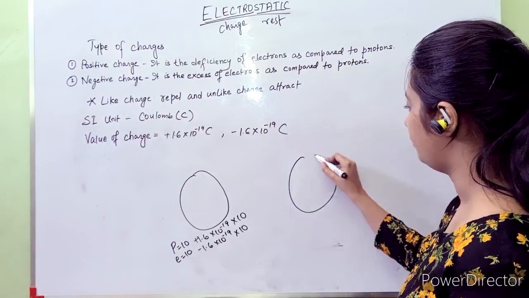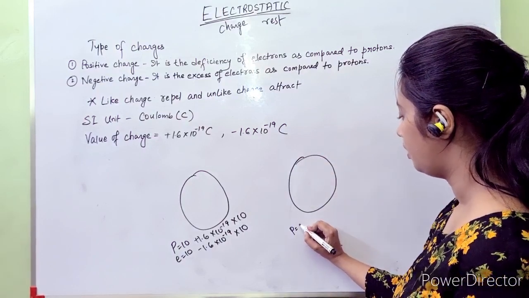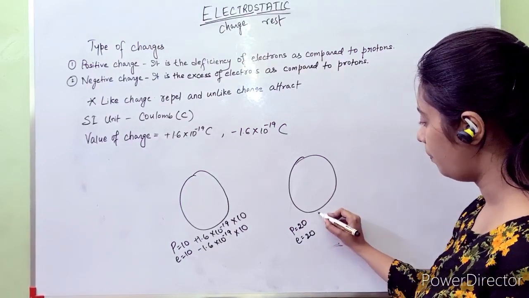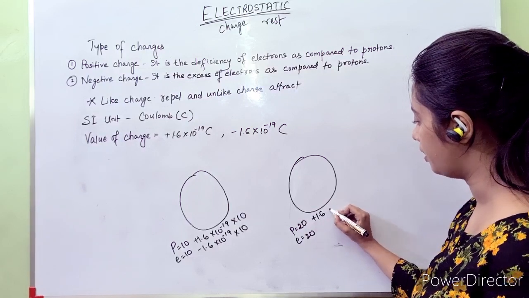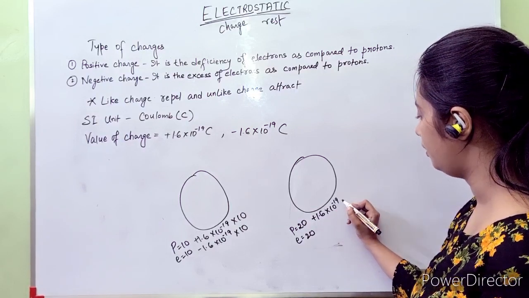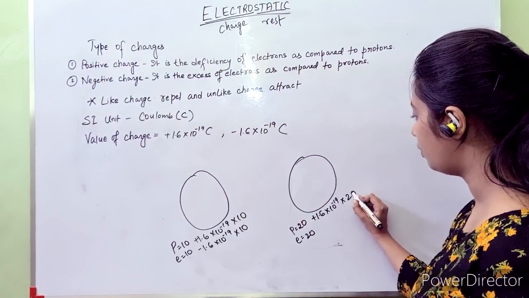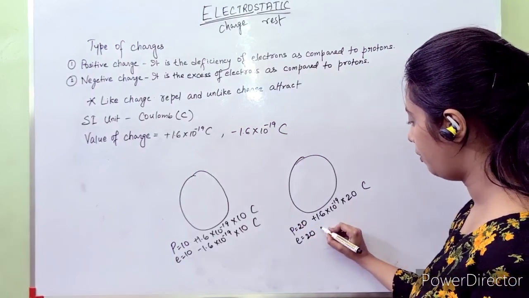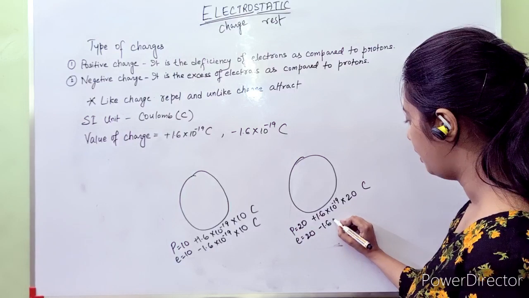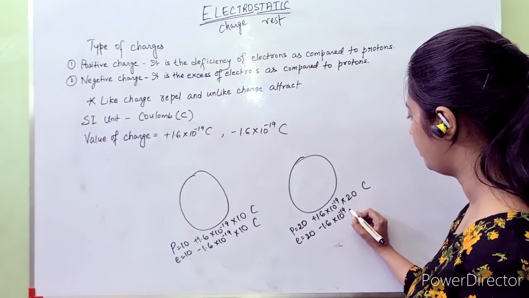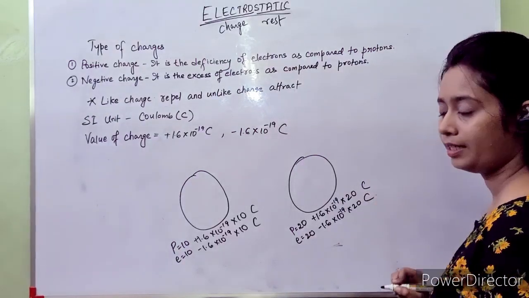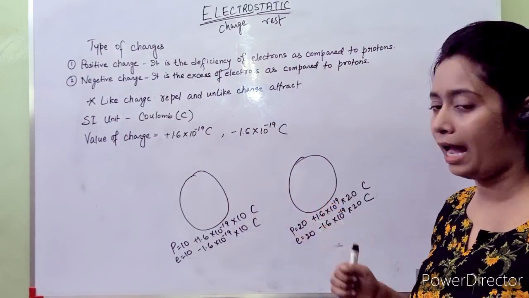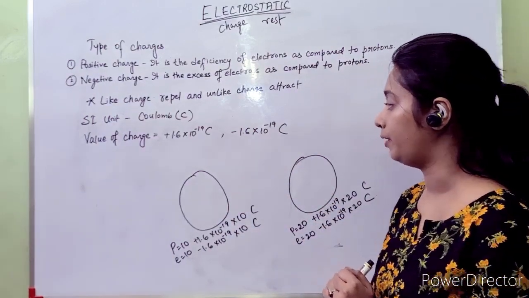Now consider another atom whose proton number, assume that it is 20, and electron number is also 20. So the total positive charge will be plus 1.6 into 10 to the power minus 19 into 20 coulomb, and the electron charge will be minus 1.6 into 10 to the power minus 19 into 20 coulomb. This is clear? Okay. Now, when we are rubbing these two atoms together, what will happen?